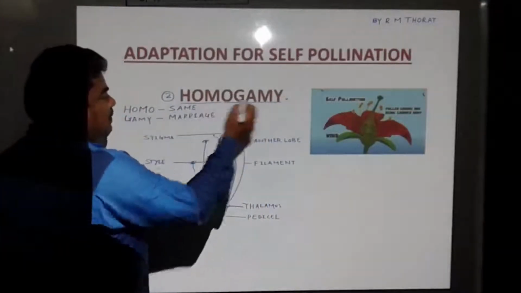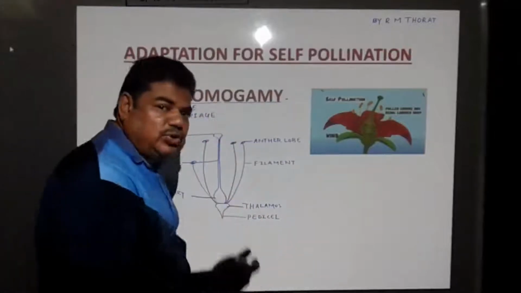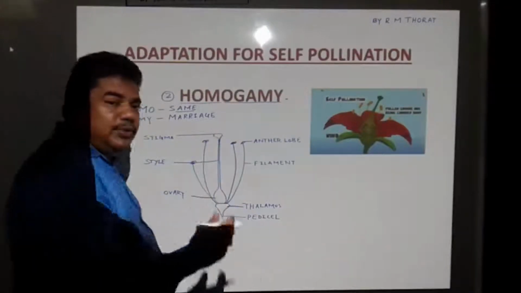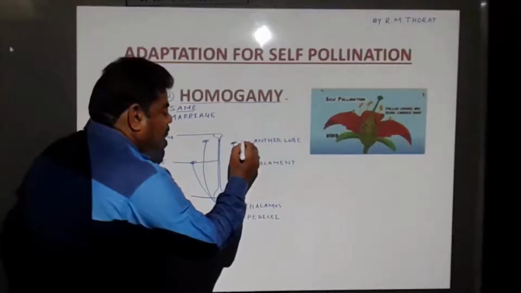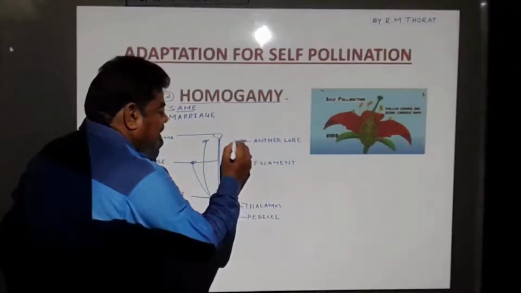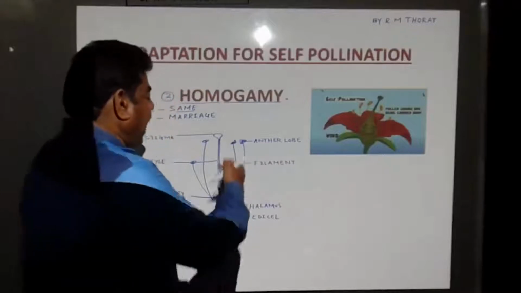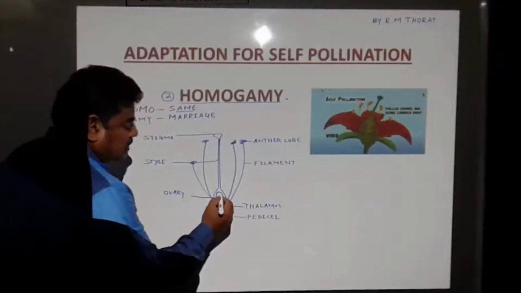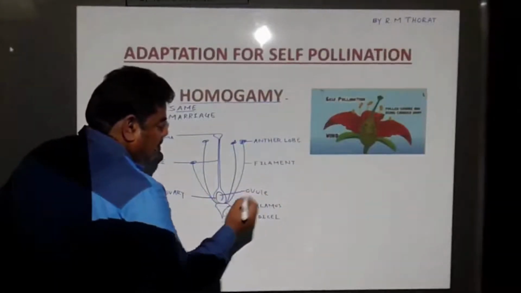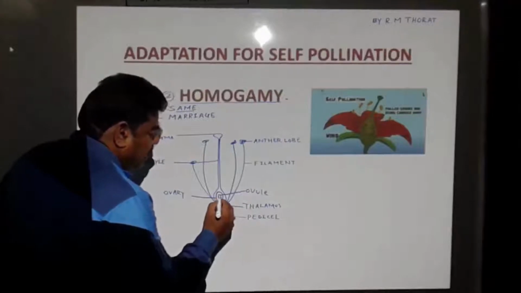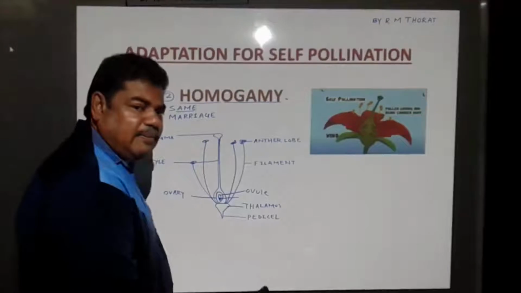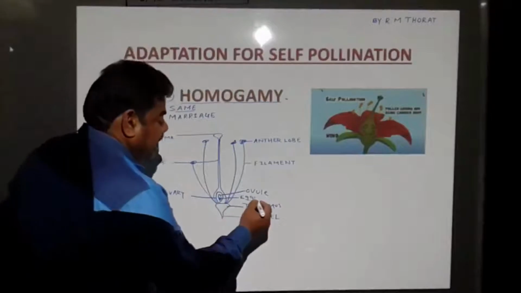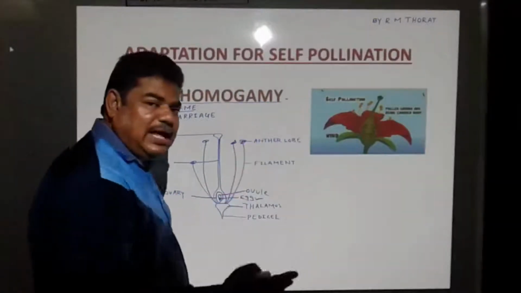Now here homogamy: homo means the same. The maturity period of the male reproductive organ and of the female reproductive organ is the same. This means the formation of pollen grains, and in these pollen grains the formation of two male gametes. In the gynoecium, in the ovary, this structure we call the ovule, and in this ovule, in the embryo sac, by the process of meiosis, by megasporogenesis, the egg gamete is formed. So this is egg formation, and in the anther, two male gametes are formed.